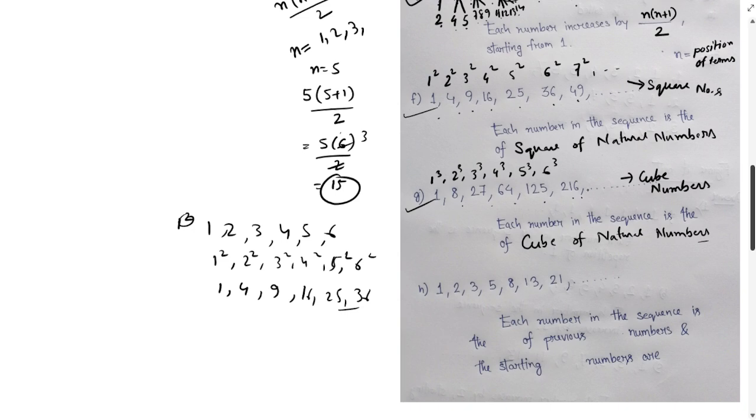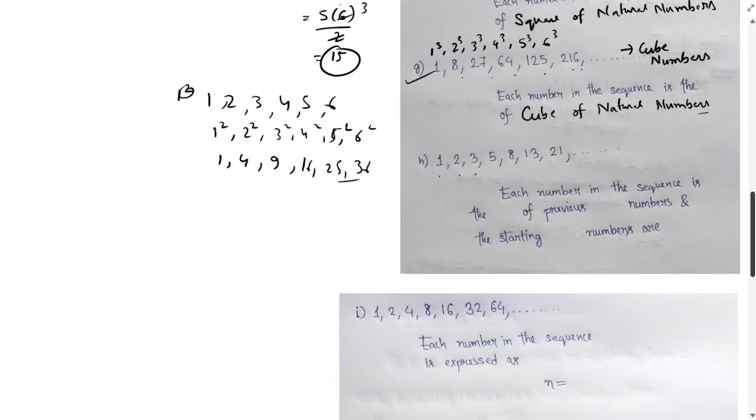These are cube numbers. Next, 1, 2, 3, 5, 8, 13, 21. So this is the Fibonacci series. So how do we get this? See, first we have to consider two numbers. 1 and 2 we'll consider. 1, then 2. Then to get the third number we'll add these two.